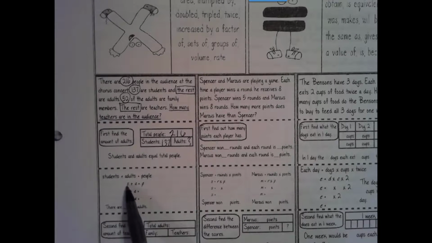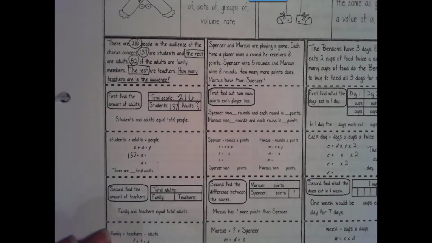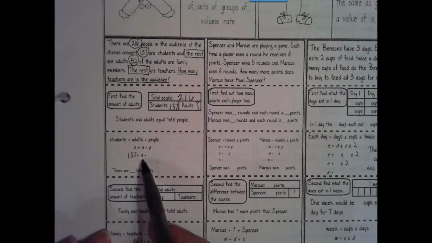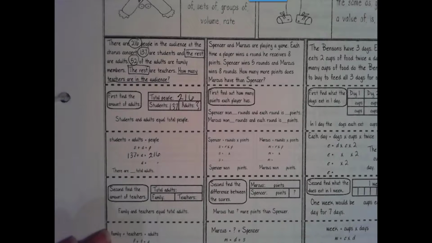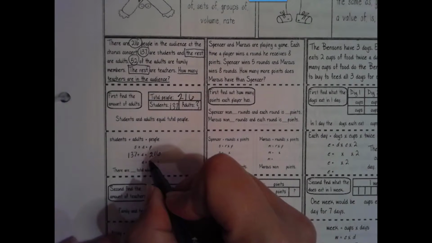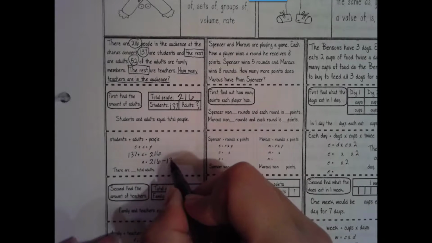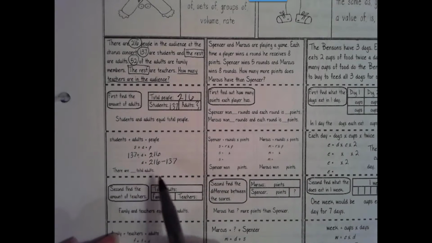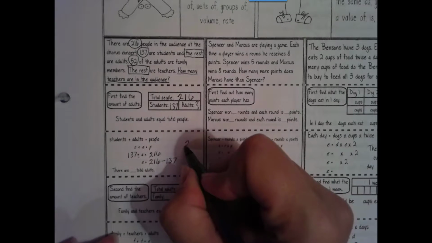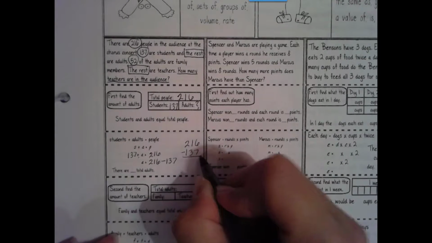Well, we know how many students there are. There are 137 students plus the adults equal our total amount of people, which is 216. So what plus 137 equals 216? Well, we can use our inverse operation here to figure out by using subtraction, because the inverse of addition is subtraction. So if we take out all the children, the difference will be the adults.